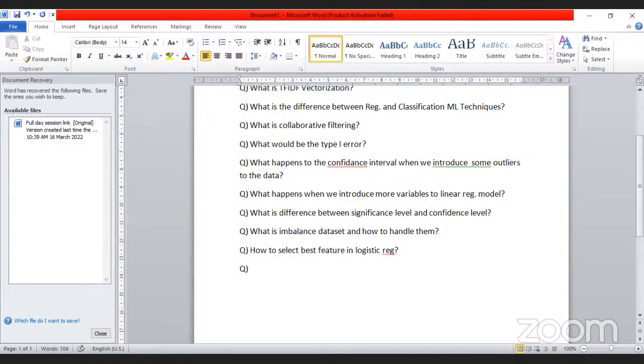Now, the next question is, what is feature engineering? Try to answer this question. Give me a response in the chat window. What is feature engineering?